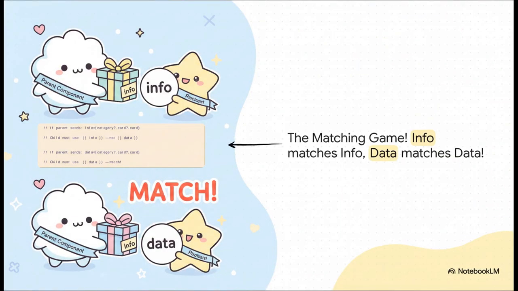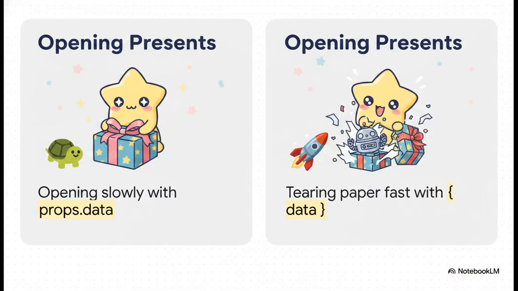It's basically a fun matching game. If the parent sends a gift box and writes info on it, then the child must hold up a sign that also says info to receive it. If they try to look for the word data instead, the computer is going to get so confused. But if the parent sends a gift labeled data and the child looks for data, bam, it's a match. They get the data.